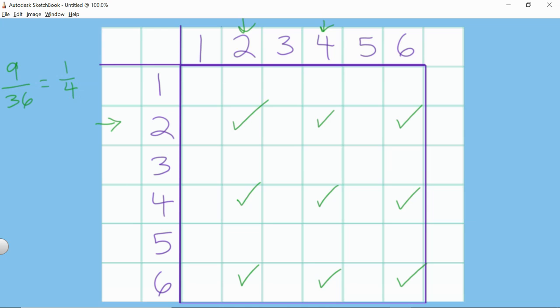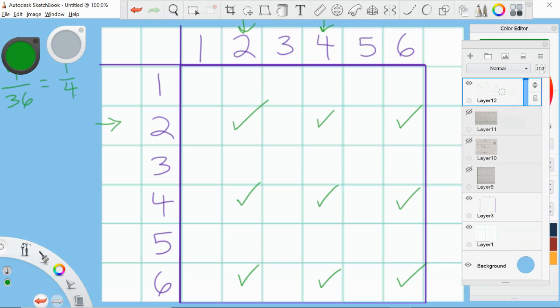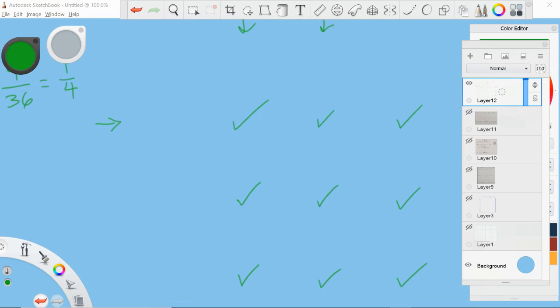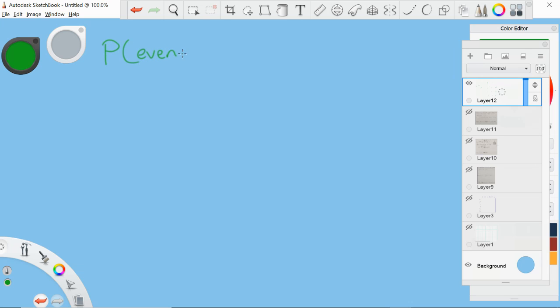It's a little tedious because you had to go through and count each square. So let's see a different way of doing this. Now, the probability of rolling an even number on the first roll, well, there's 6 numbers on a 6-sided die. That's the number of possible outcomes. And 3 of those numbers are even, 2, 4, and 6. So the probability of rolling an even number is 1/2.